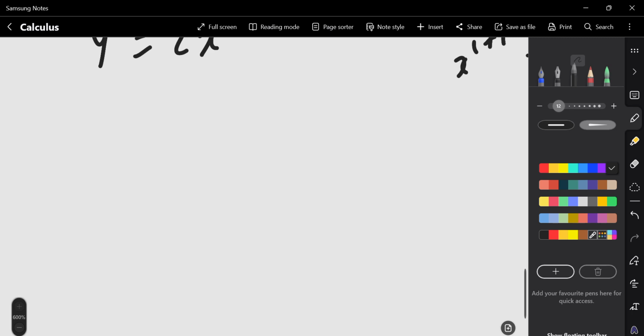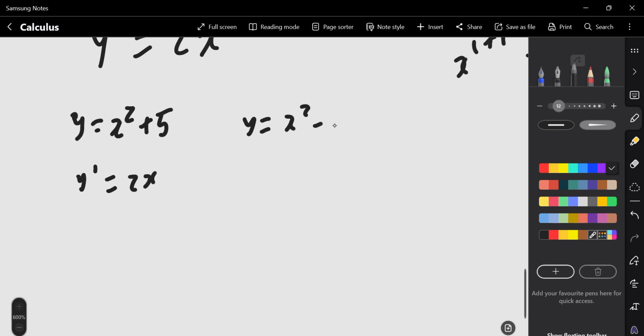Let's suppose we have the function y equals x squared plus 5. How would you differentiate this? Well, you get y prime equals 2x, but we lose the 5. Differentiate another function, let's say y equals x squared minus 100.